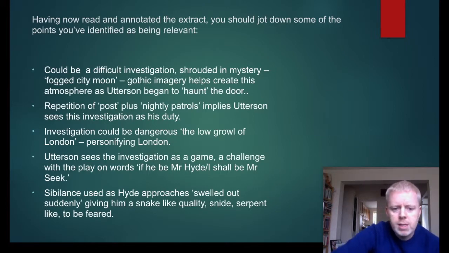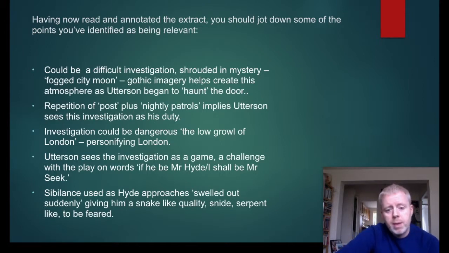The word post is repeated. From the extract, the investigation could be dangerous. The low growl of London as my evidence, personifying London. Utterson sees the investigation as a game, a challenge with the play on words: if he be Mr. Hyde, I shall be Mr. Seek. And my final observation from the extract is the use of sibilants as Hyde approaches, swelled out suddenly, giving him a snake-like quality, snide, serpent-like, to be feared.